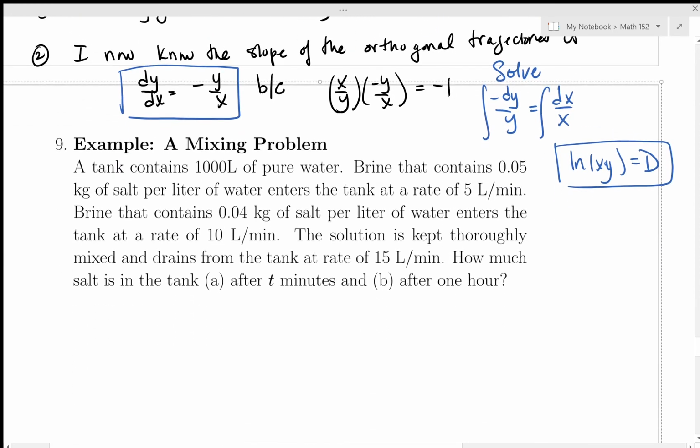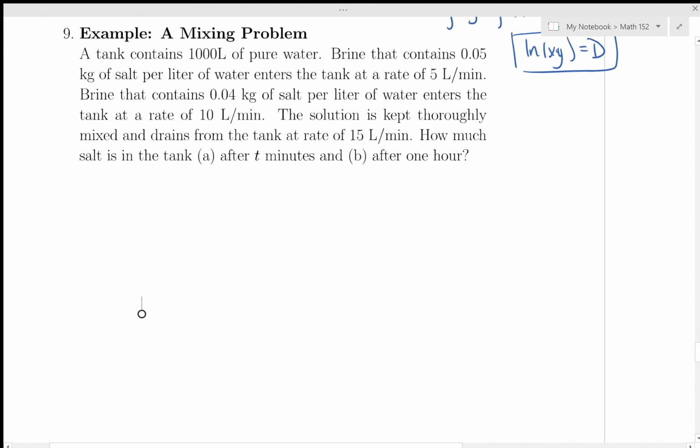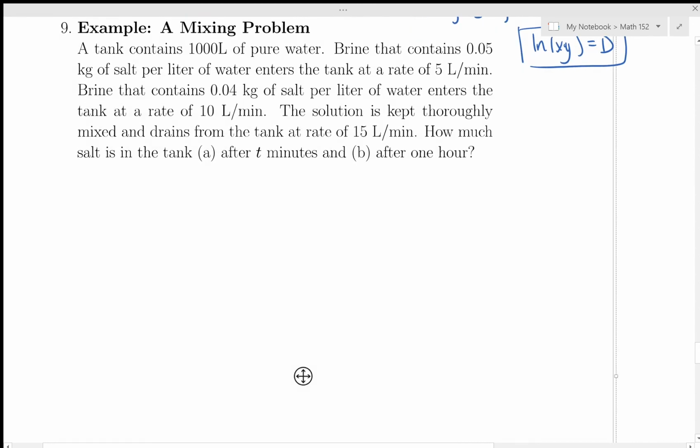Okay, the next kind of problem that we can solve now is a mixing problem. These, in my experience, I have found students sometimes find difficult. So I'm going to go through it slowly, setting it up. After we get the differential equation, no problems. We can go quickly from there. But let's take a little bit of time setting it up.